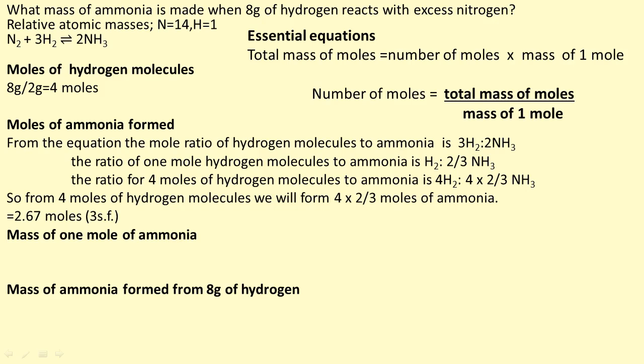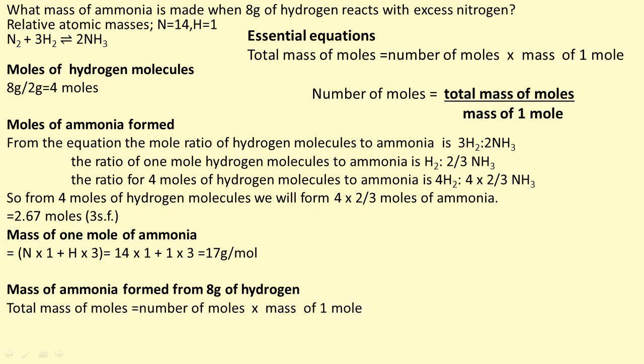Next, to calculate the mass of 1 mole of ammonia, it consists of 1 mole of nitrogen atoms plus 3 moles of hydrogen atoms, giving us a total mass of 17 grams. The total mass of ammonia formed will be equal to the number of moles, which is 2.67, multiplied by the mass of 1 mole, which is 17 grams, giving us a total answer of 45.39 grams.